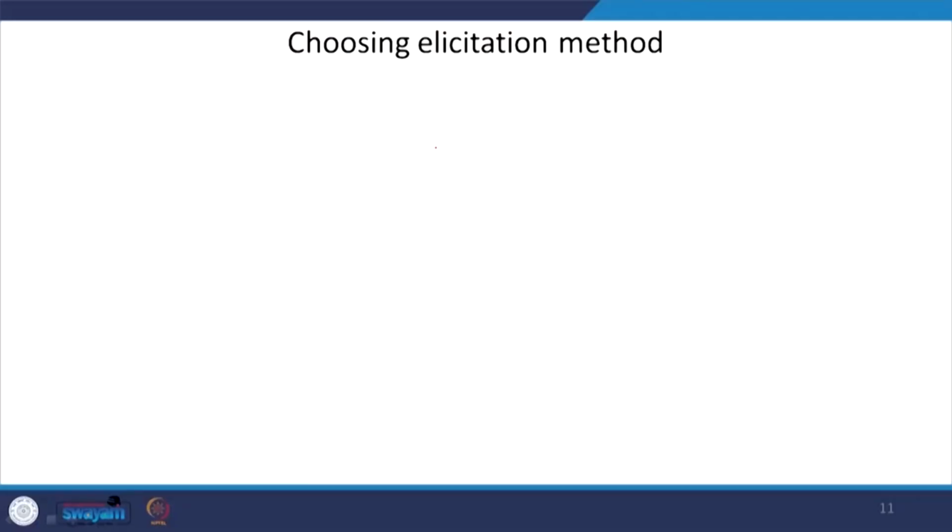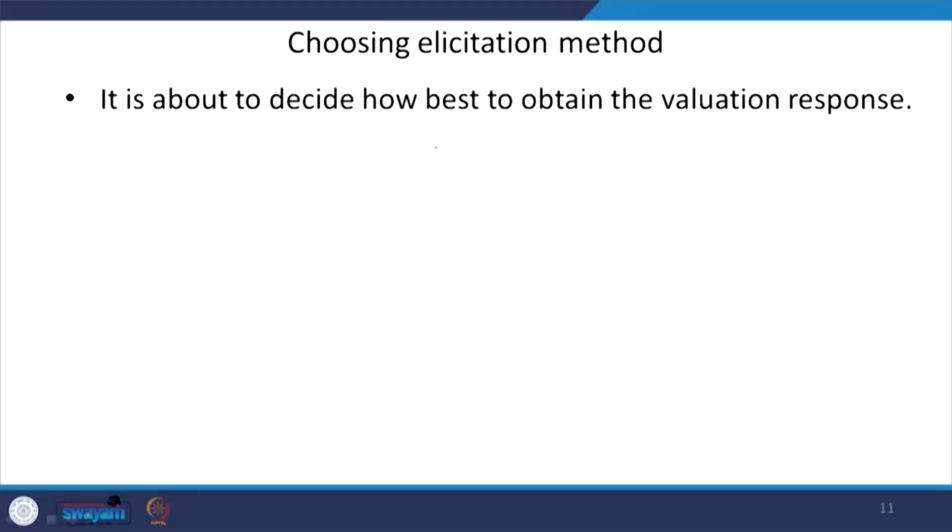Then the second step that we must take into account while designing this CV survey is choosing the elicitation method. So, what exactly is the elicitation method? It is about deciding how best to obtain the valuation response. That means we need to discuss different mechanisms and which would be the best mechanism to obtain the valuation response from the respondents.